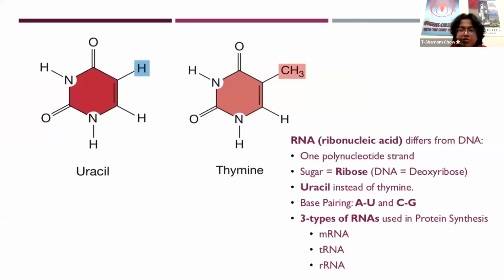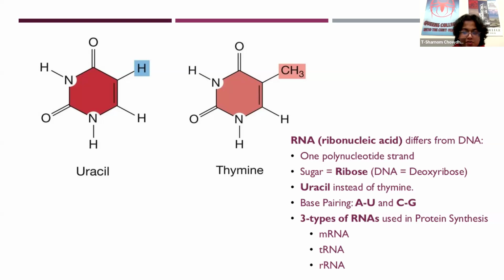RNA differs from DNA in that RNA has one polynucleotide strand. It uses ribose instead of deoxyribose. What that means is that it has an oxygen. As you see, deoxyribonucleic acid, DNA, does not have an oxygen on the ribose. RNA has an oxygen on the ribose. Another thing is the base: as I mentioned before, it uses uracil instead of thymine. So for DNA, ATCG is the combination, while for RNA, AUCG is the combination.